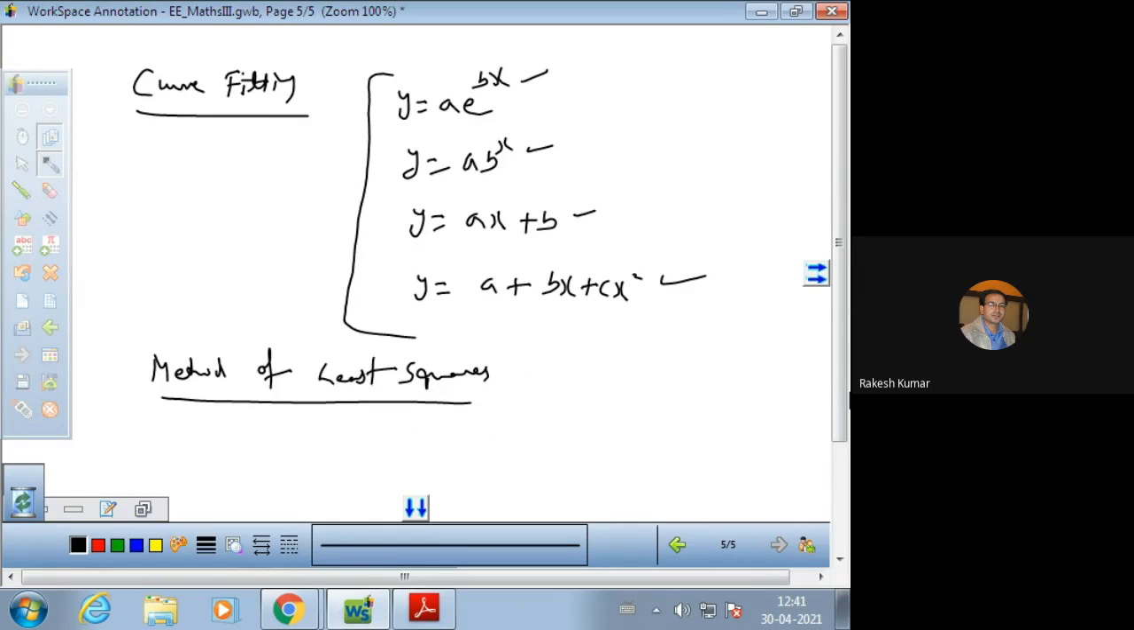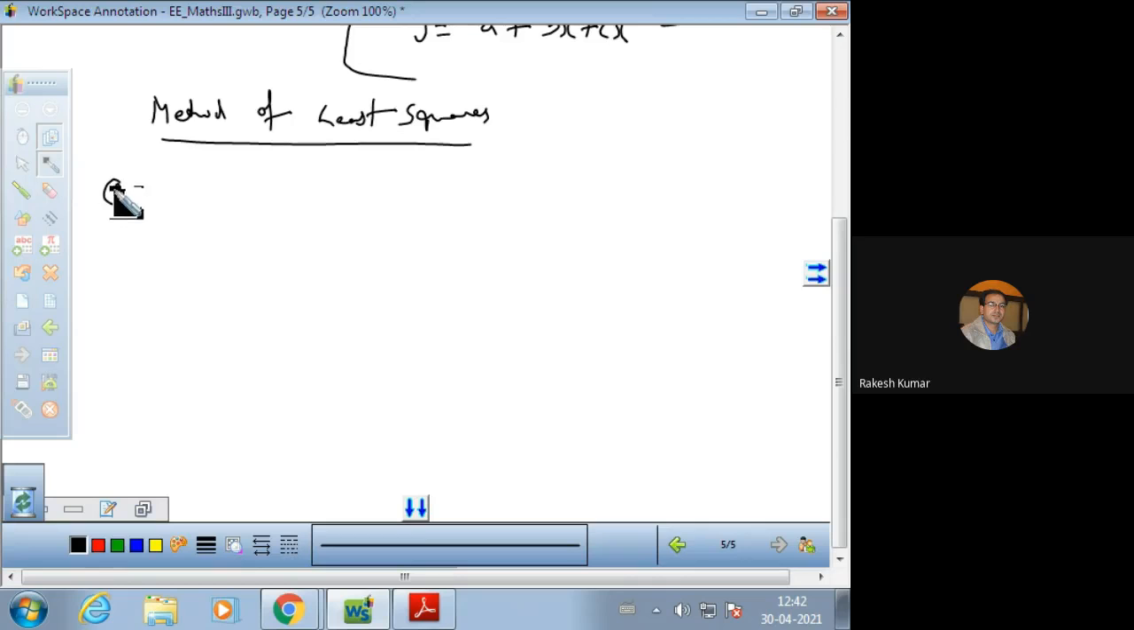So the question is, by the method of least squares, fit a curve y is equal to a plus bx. So this is a straight line curve, and for the given data, the values of x are given to us, and the values of y are given to us.